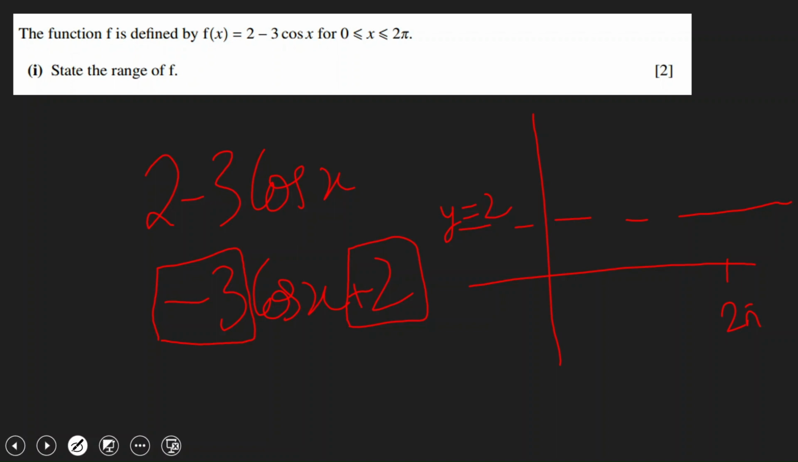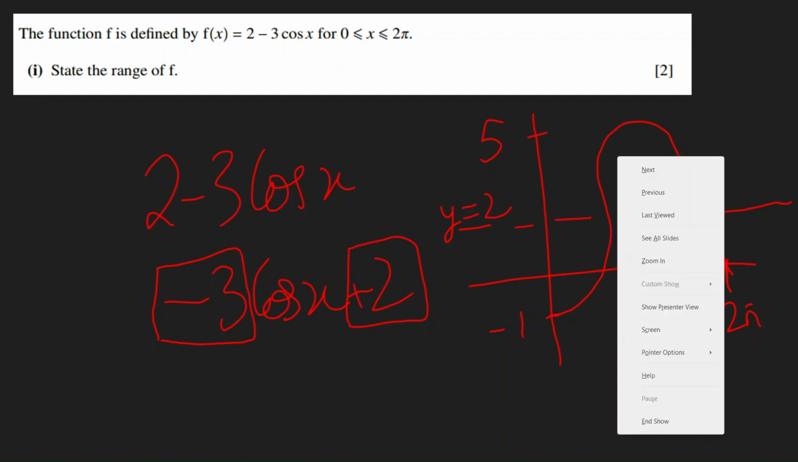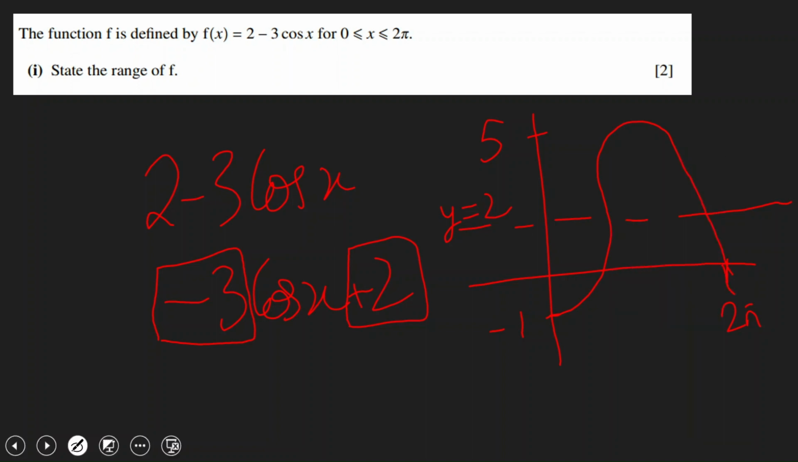It's going to start at minus 1. Why? Because 2 minus 3 is minus 1. So that's going to be the lowest point. And the highest point is going to be 5. Technically, at 2π it's going to be at minus 1, so it's going to look something like that. This is going to be 3, this is going to be 3. Because it's negative, it's going to start and go in that direction. So I'm going to modify it a bit. All right, that's the best I can do.